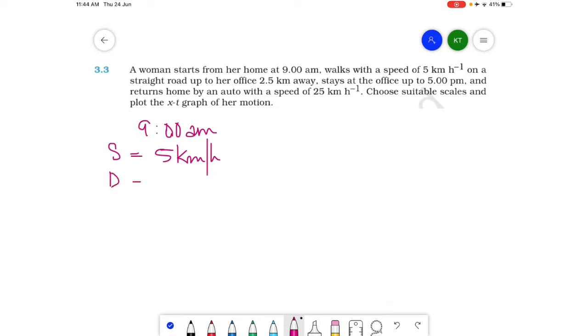So what is the distance that we have here? 2.5 km. Now, she stays at the office up to 5 p.m. and returns home by an auto with a speed of 25 km per hour. Choose suitable scales and plot the XT graph for motion. So here we have the distance, but we don't know the time, right? The time taken to reach the office.